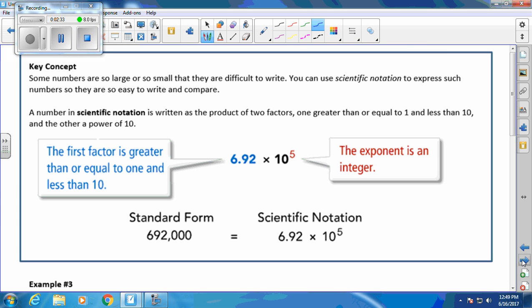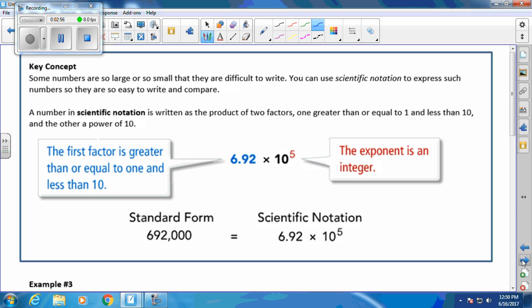Moving on, this is the key concept. This is the definition of scientific notation, so we need to pay extra close attention to this. It says that some numbers are just so large or so small they are difficult to write because you'll have so many numerals in the number. They're telling us that we can use scientific notation to express such numbers so they are easy to write and compare.